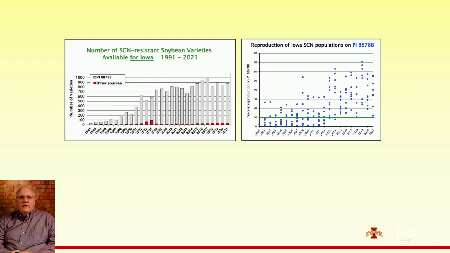And in fact, the PI 88788 trend here in the graph on the right is troubling, but it's not surprising when you consider the bar graph I showed earlier that shows the source of genetics for resistance that farmers have available for them to use. So it's a real problem, but it's not unexpected, and it's kind of a slowly developing trend that shows no signs of changing.